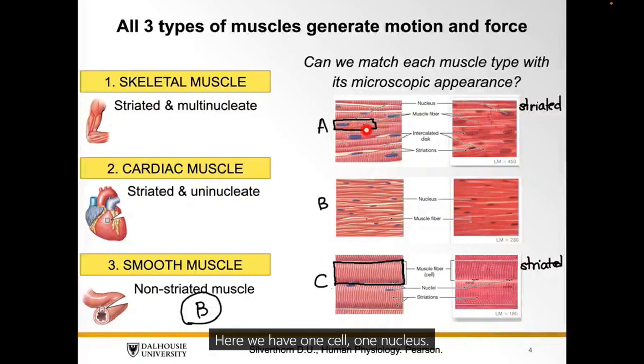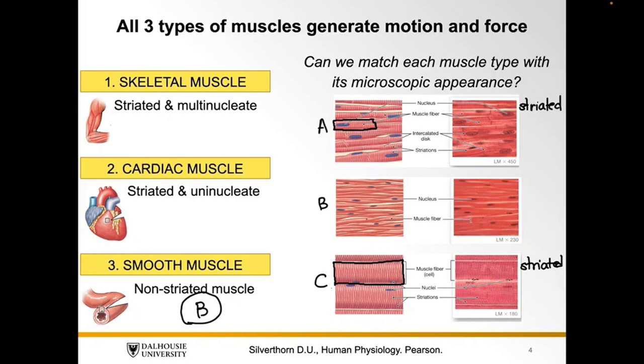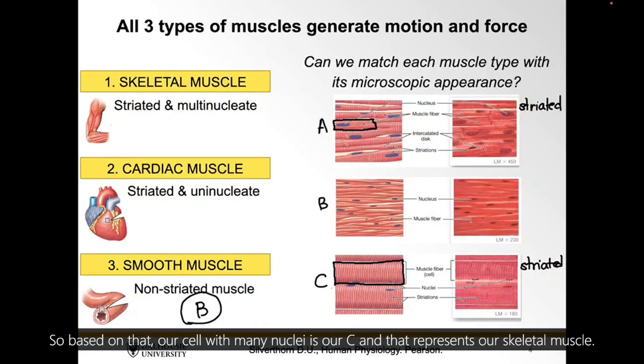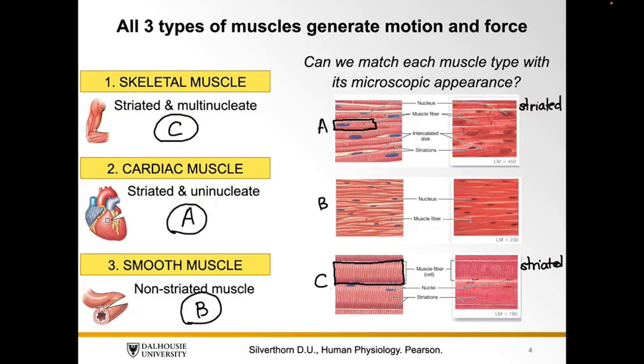Here, we have one cell, one nucleus. The nuclei here are in blue. And here, within one cell, we actually have two nuclei, one here and one here. And as we just talked about, an actual skeletal muscle cell can have way more than two nuclei, 10, 50, even hundreds of nuclei. So based on that, our cell with many nuclei is our C, and that represents our skeletal muscle, while our striated cell with only one nucleus is our sample A, and that represents our cardiac muscle.